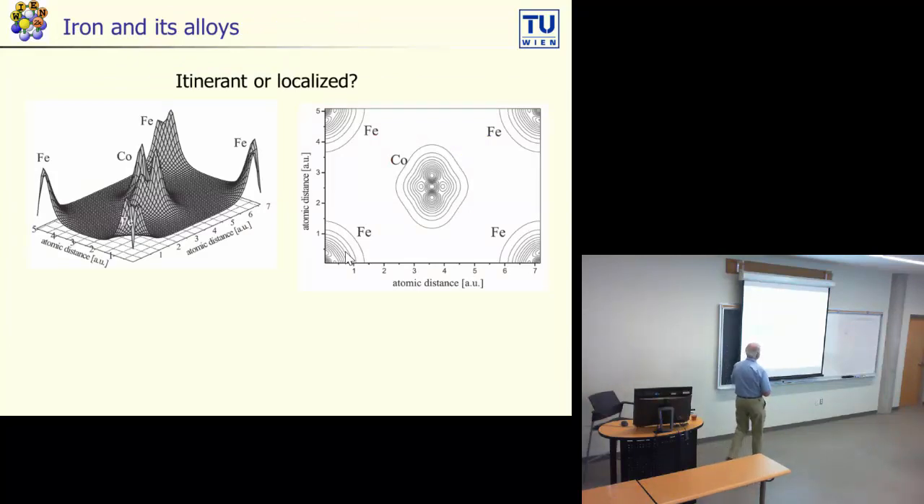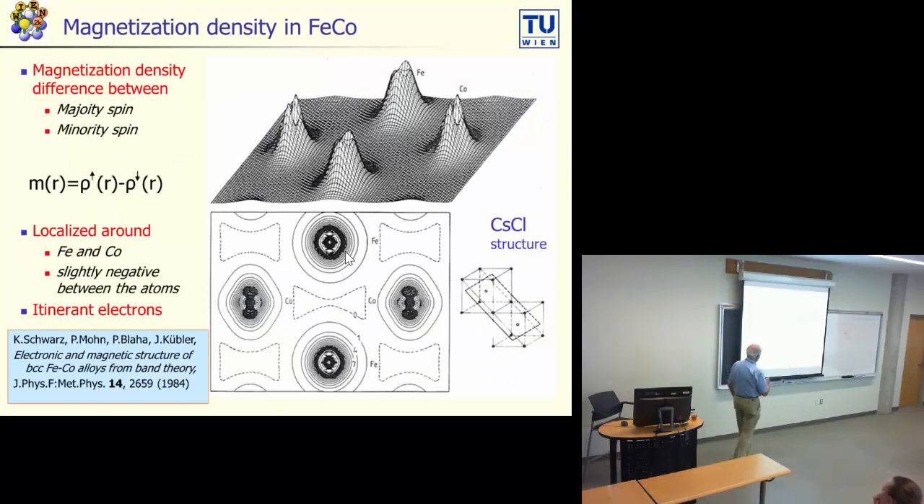Is it itinerant? Is it localized? For that purpose, we can use the difference between the spin up and spin down density, and the integral of this magnetization density gives you the magnetic moment. Maybe I sketch it here. This is the cesium chloride structure. So you have the iron in the corner and the cobalt in the center. And I plot this plane here and show the magnetization density, which is the electron density for spin-up electrons minus the electron density for spin-down electrons. And the integral of this quantity gives you the magnetic moment.